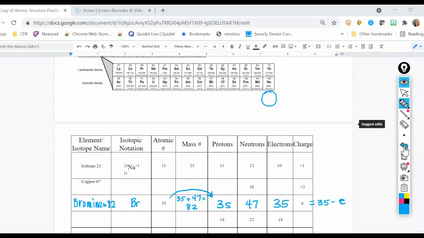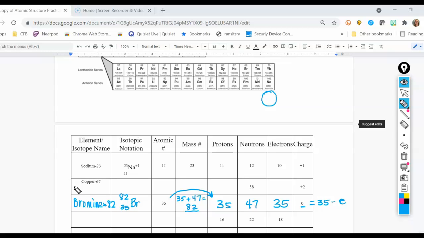And since I do not have a charge, my charge is 0, I get to leave this part blank right here. But I get to put in my mass number, which we said was 82 after we added protons and neutrons, and the atomic number, which is 35. And so that is my isotopic notation. My element isotope name is bromine 82. And I have filled in all the other missing information.